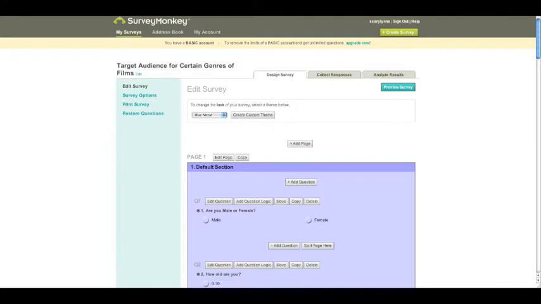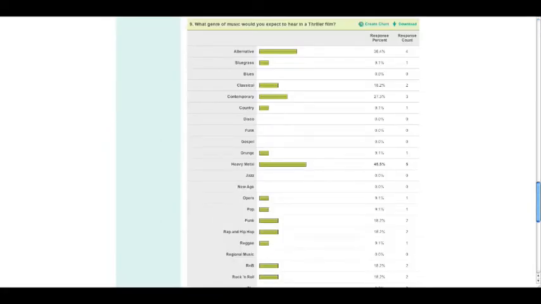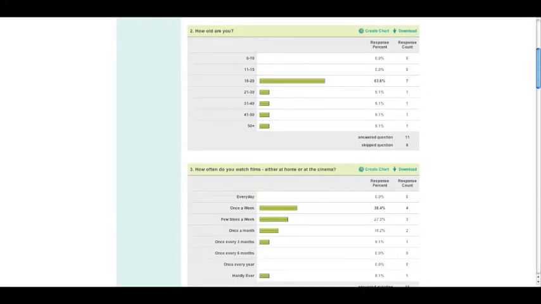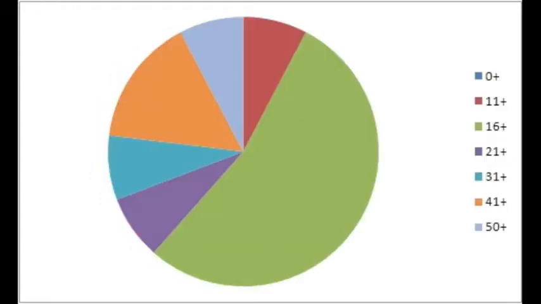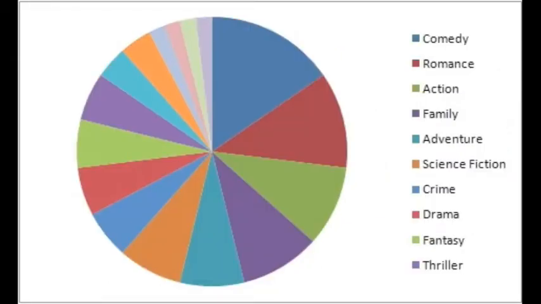From looking at thrillers, I have created a survey which will help me to identify my target audience. The questions were relevant to the genre that I will be producing, and I received and analysed the results to prove that I have chosen the correct target audience to film for. Here are some of my results which I have presented in pie charts.